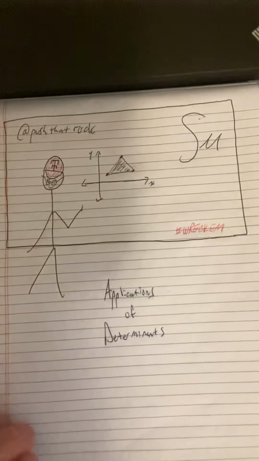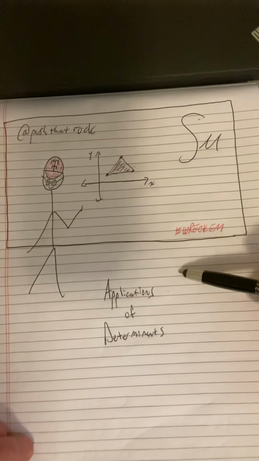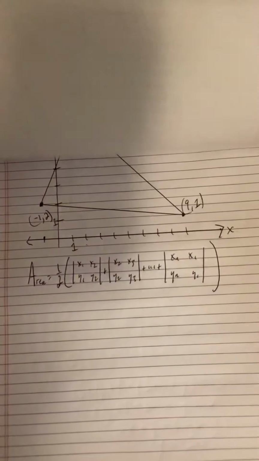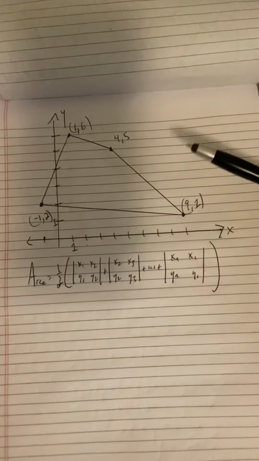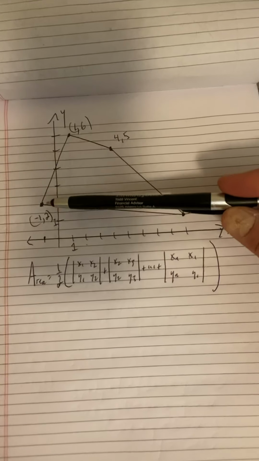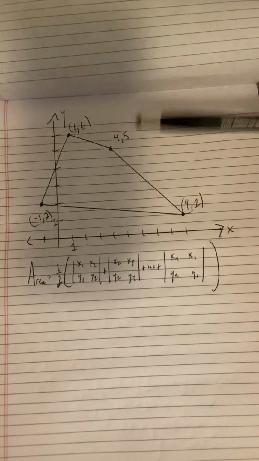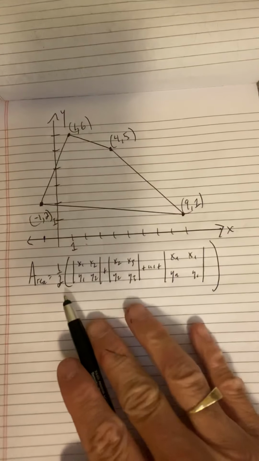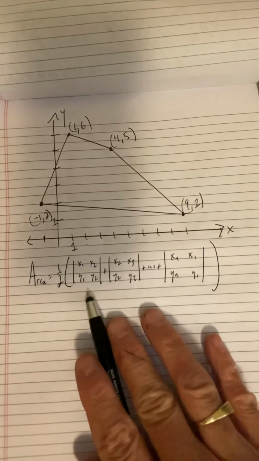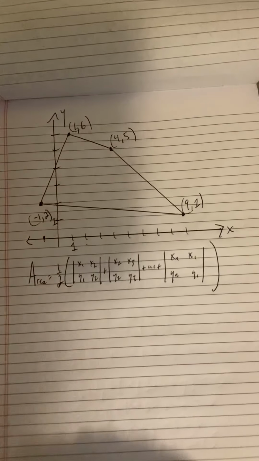Push that rock with some math: applications of determinants. Here we have a quadrilateral on a plane determined by the vertices, which are vectors in 2 dimensions. And determinants are in this formula for the area.